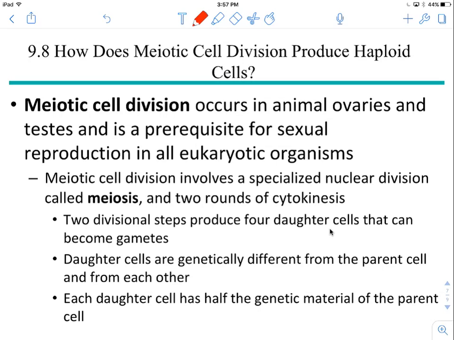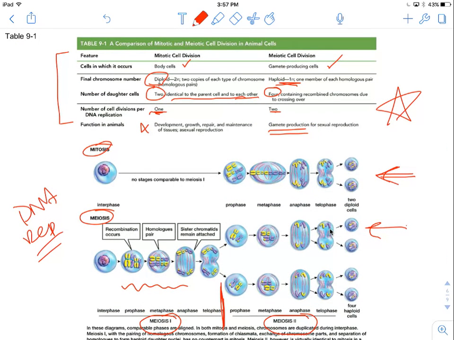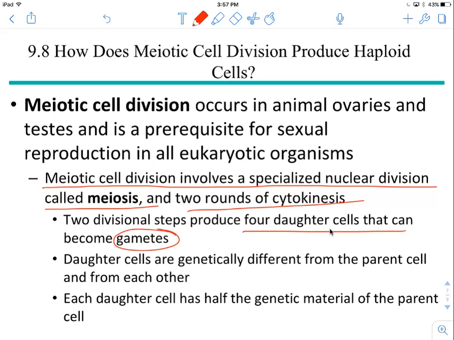Now, where does meiosis happen? And I kind of alluded to it a little bit on the previous slide. It happens in gamete-producing cells. So your gametes are made in the gonads, so in the ovaries and the testes, and that's where our gamete-producing cells are. Okay. Again, meiotic division, specialized nuclear division, meiosis, 2 rounds of cytokinesis, produce 4 daughter cells that are going to become gametes.